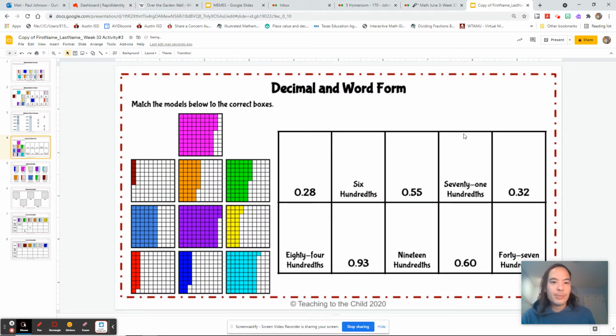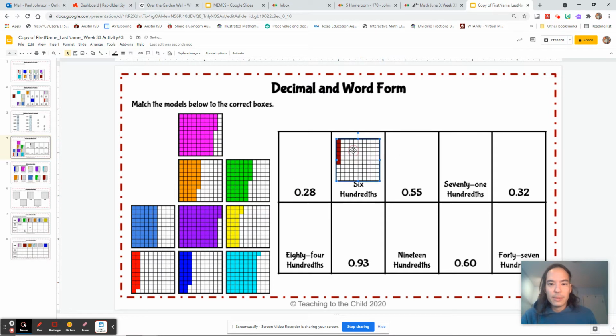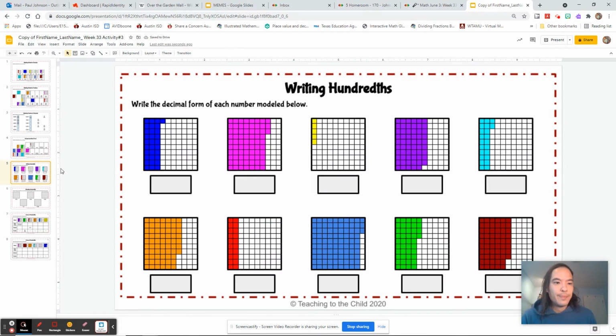All right. Next page. Same thing, except you have word form even. So here's 1, 2, 3, 4, 5, 6 hundredths. So you'll have decimal form, word form, no fraction form at least. 84 hundredths. So we're looking for 8. 1, 2, 3, 4, 5, 6, and 8 tenths and 4 hundredths. So just count them once again and find their home.